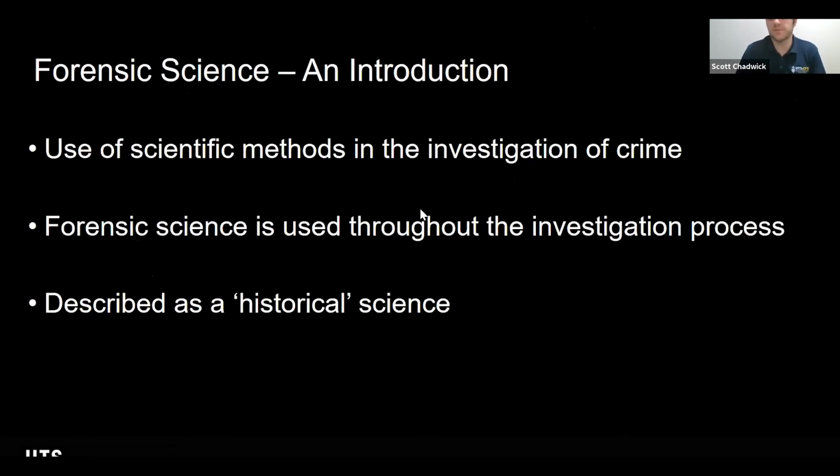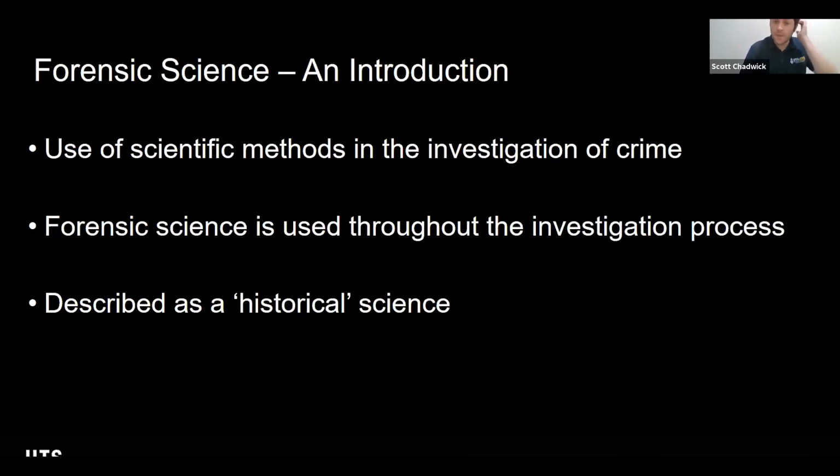So first of all, what is forensic science? Well, forensic science relates to the use of science and the scientific method in order to assist in the investigation of crime. Now, we use forensic science throughout the entire investigation process. So this involves first a crime scene investigator attending the scene, and it's their role to collect any relevant pieces of evidence. And in forensic science, we call the pieces of evidence that people collect and analyze forensic traces. So that's what I'll be referring to for the rest of the talk today.